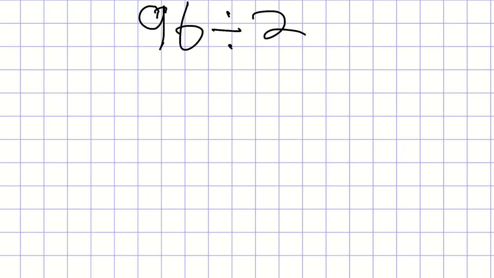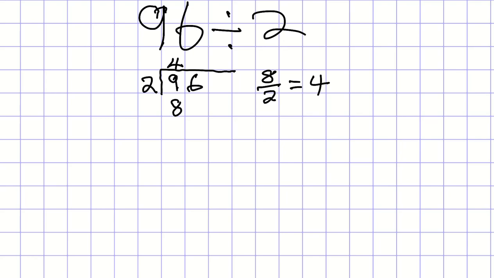So what you do, you write 2 here, and you draw this line here, like that symbol I showed you before, and you put 96 here, right? 9 divided by 2, you can only divide 8. See, 2 into 8, you get 4, right? So you put the 4 here above the 9, and then you say 4 times 2 is 8. You put the 8 here.